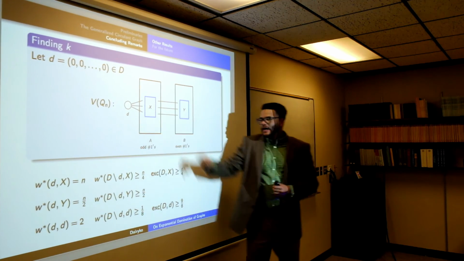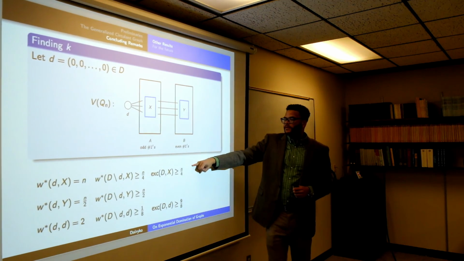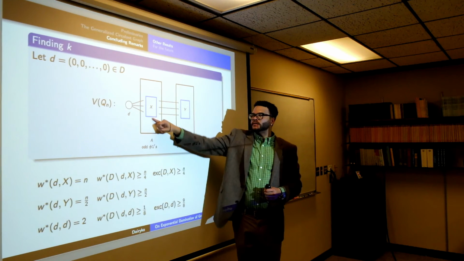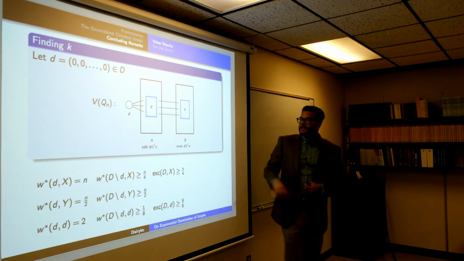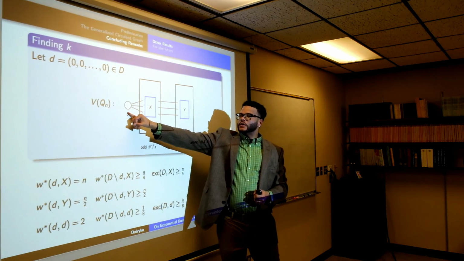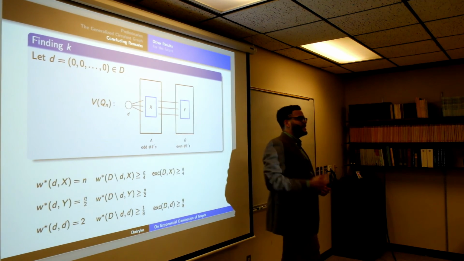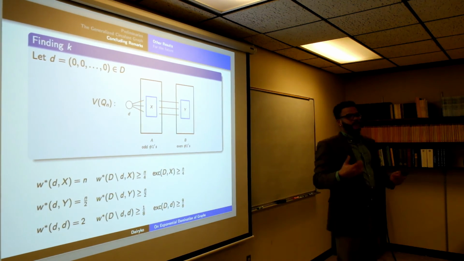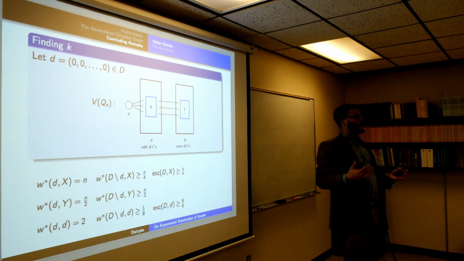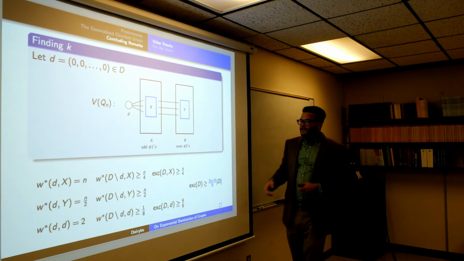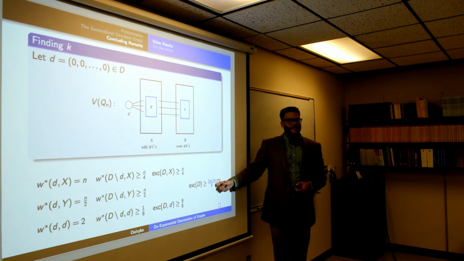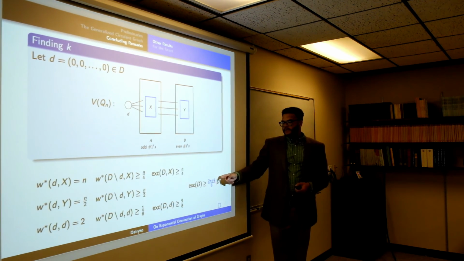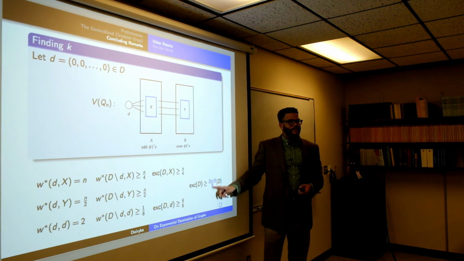If I count that up, that means the excess weight that D sends to the set X is going to be at least n over 4. D gives weight 2 to itself, and it receives at least weight 1/8 from all the other vertices, so 2 plus 1/8 minus 1 is 9/8. If I add up this excess weight, I get a lower bound of 2n plus 9 over 8, and this is per value of D.